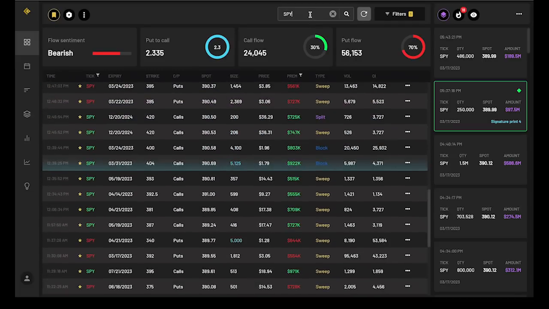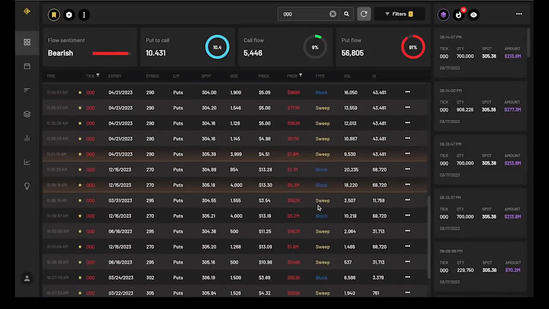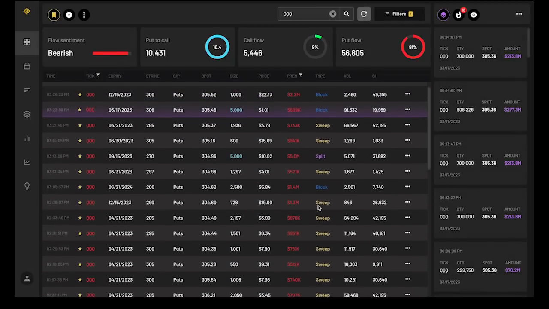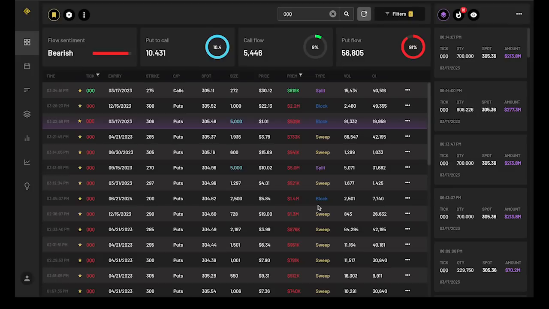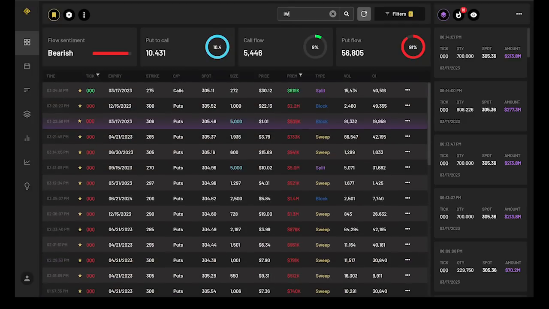All right, QQQ, 91% into puts, seeing a good amount of sweep orders coming in. The one with big size, though, is a block order for 306 strike price. That's puts, so an in the money put. And this is a split order for a 270 strike price for September 15th.